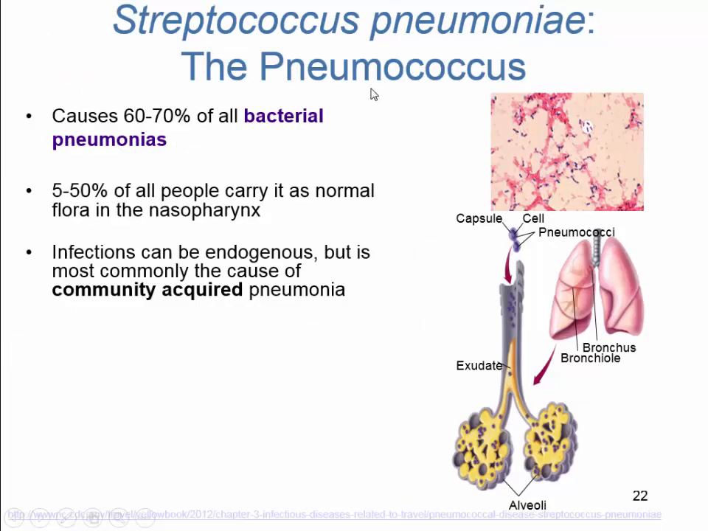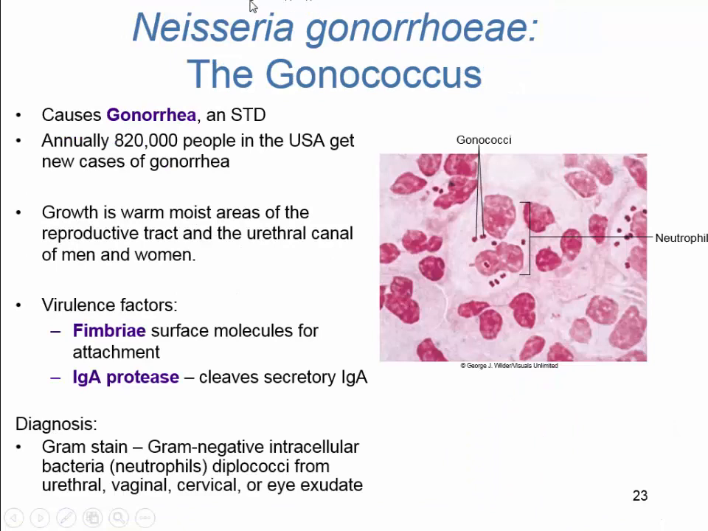Streptococcus pneumoniae is the pneumococcus. It causes nearly 60 to 70% of all bacterial pneumonias. In most cases, there are quite a few people that possess this normally in their nasopharynx, so they can spread to susceptible patients. As a consequence, this is typically community acquired, so passed from person to person. And so you can see the pneumococcus here. It has a distinctive capsule which protects it from phagocytosis.